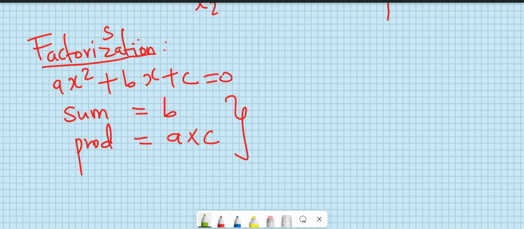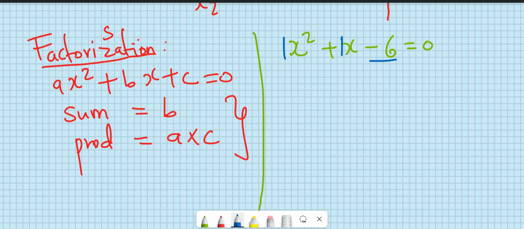Let's use this pen and say, given x squared plus x minus 6 equals 0. So what is our a? We know by now our a is 1. Our a is 1, our b is 1, and our c is negative 6.